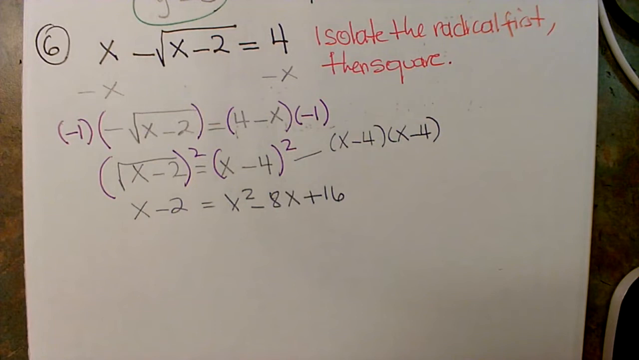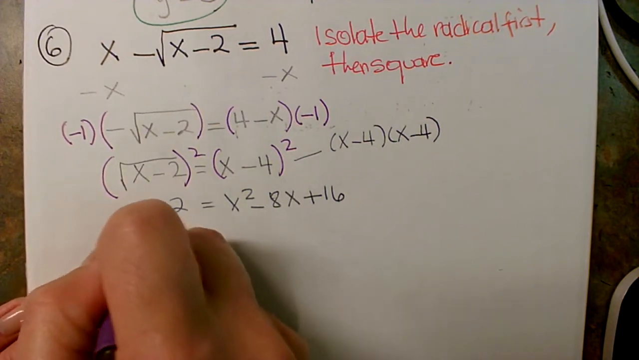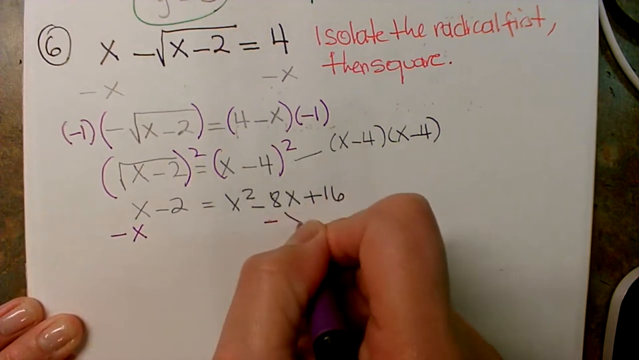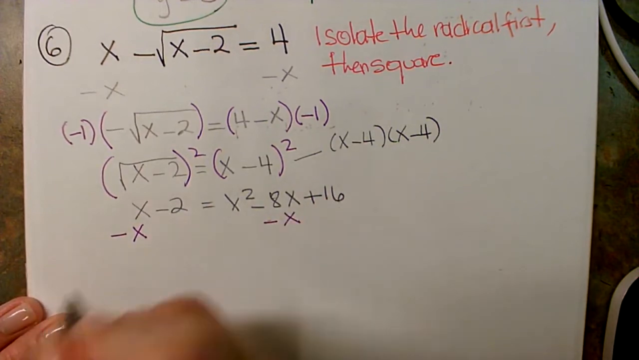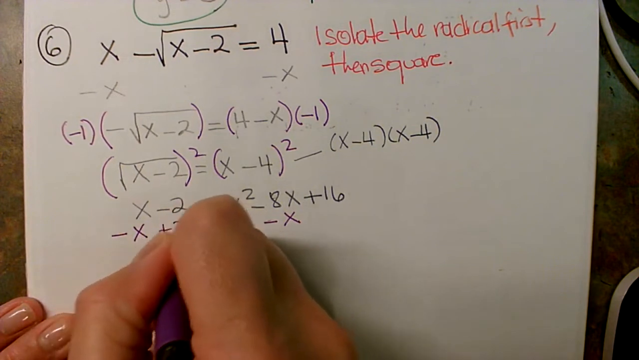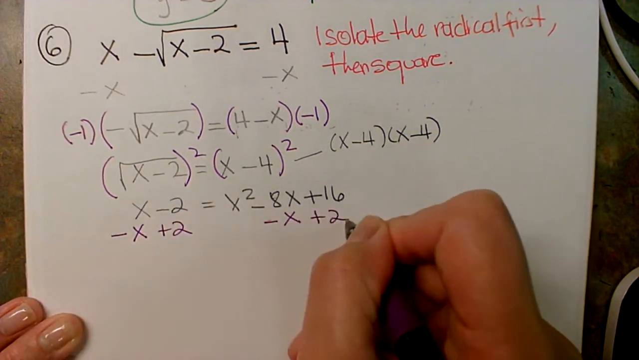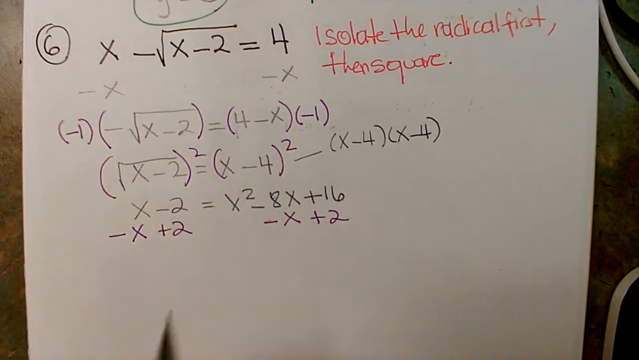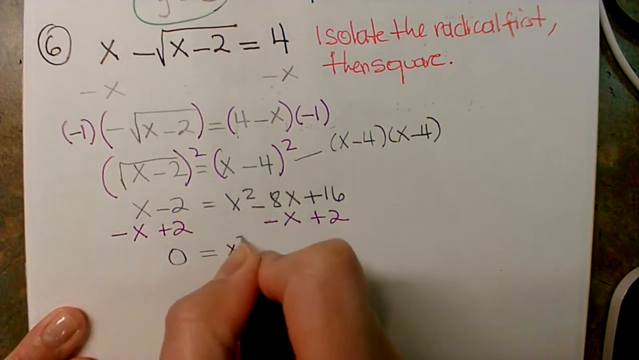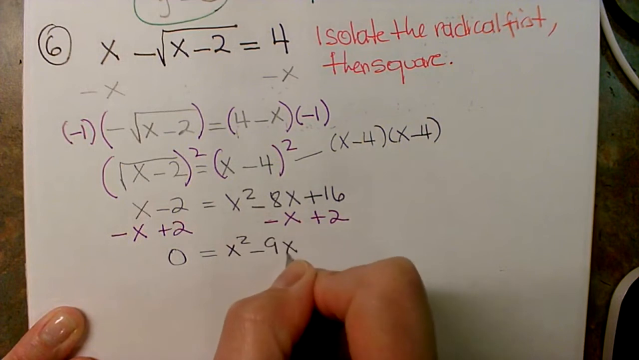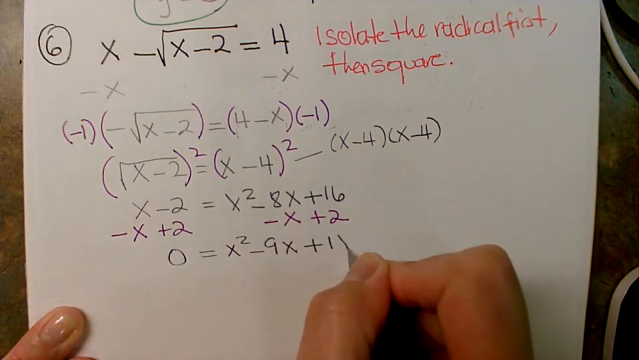All right, so now we are going to subtract x on both sides. Notice that I'm doing everything at once. I don't want to write anymore. There we go. So what do I get? This is 0 equals x squared minus 9x plus 18.